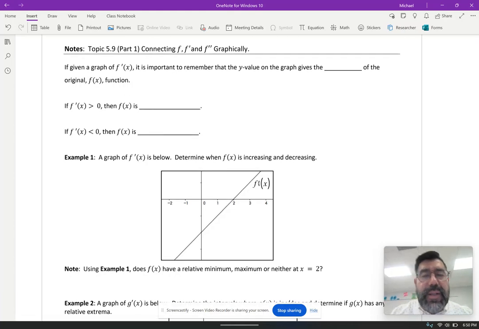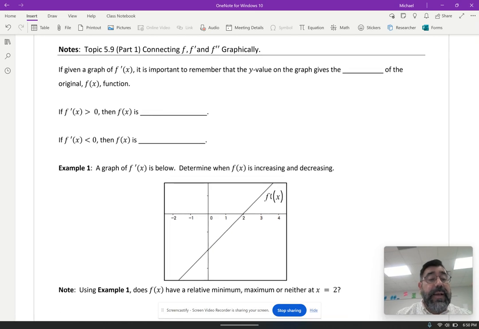Hello, good people. I'm calling this video number 4, but it's the first part of the 5.9 section of Unit 5. It kind of continues our work with graphs of f and f prime and trying to connect them and making sure that we understand what kind of information we're being given.